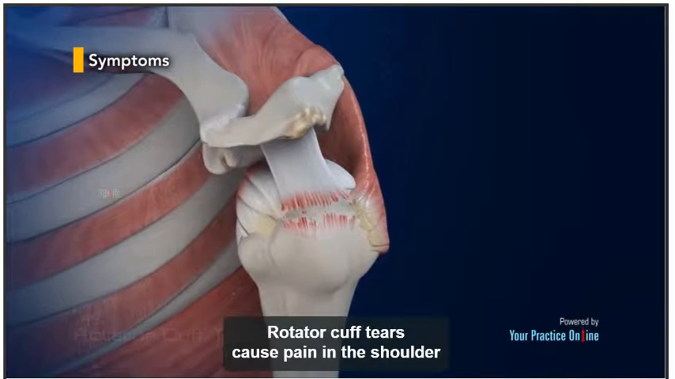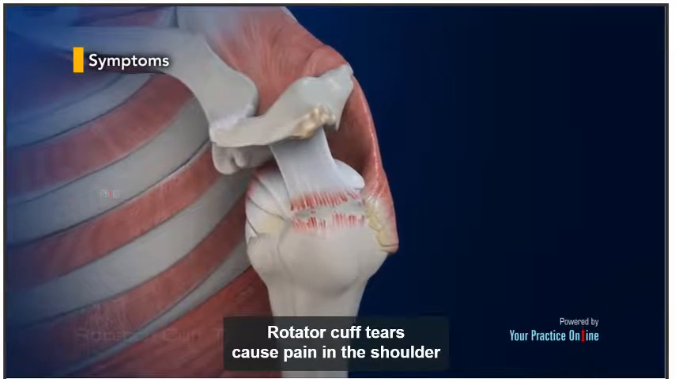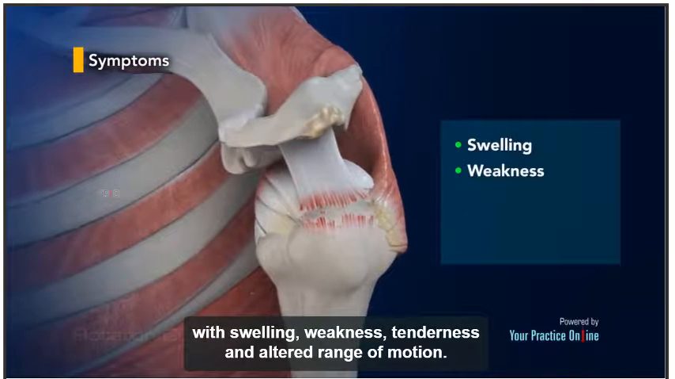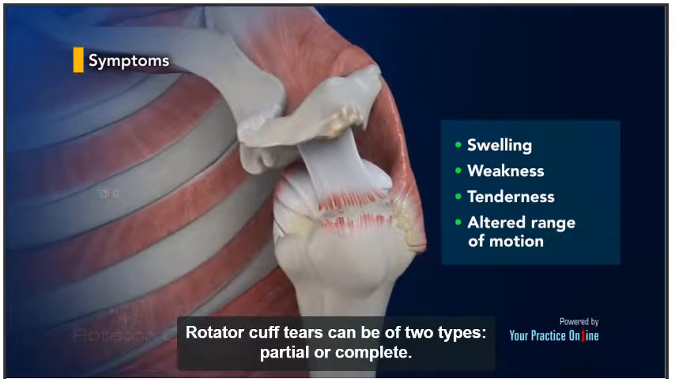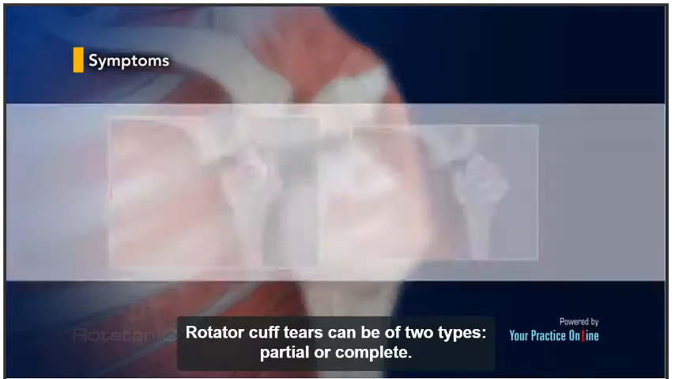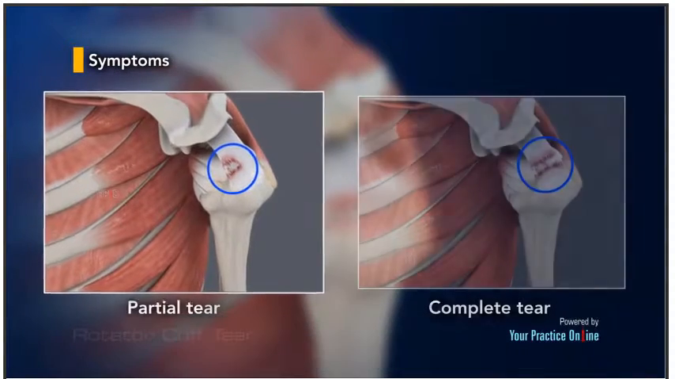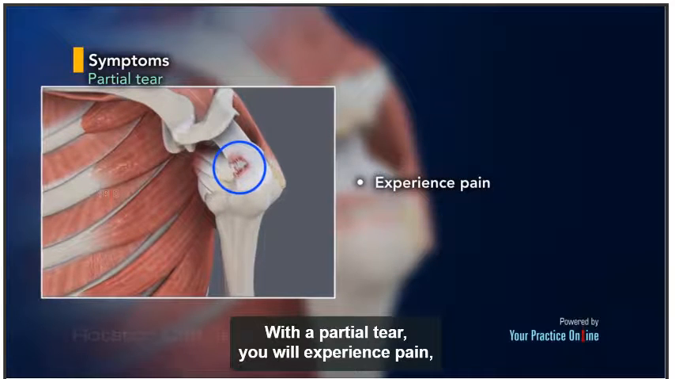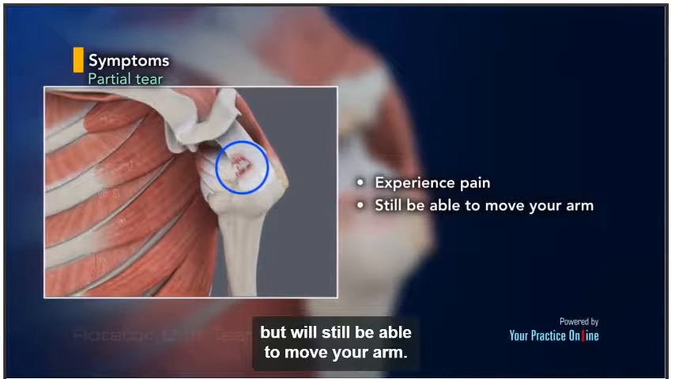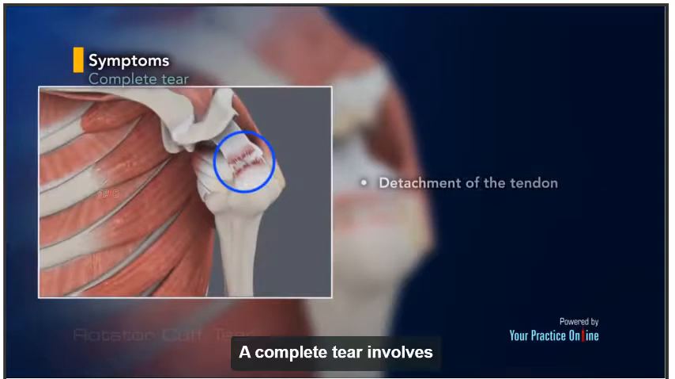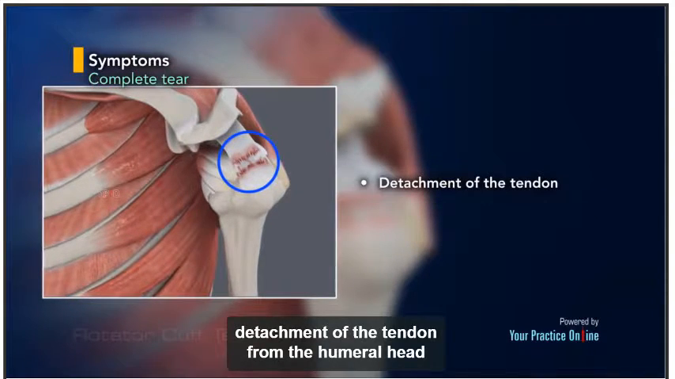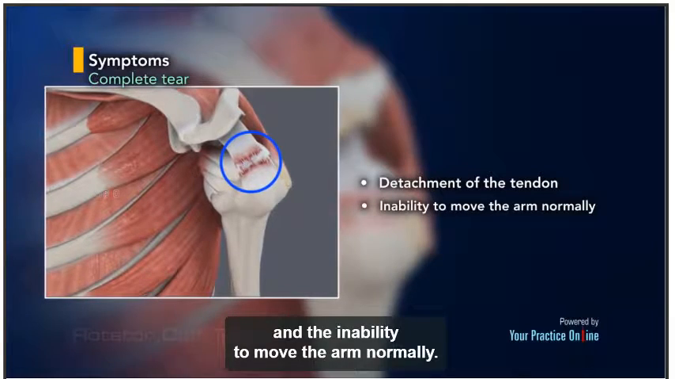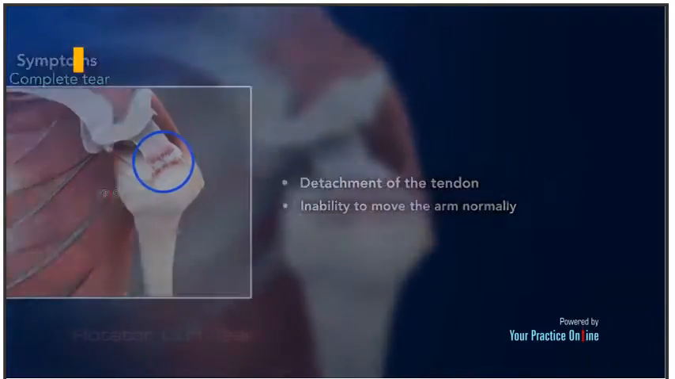Symptoms: rotator cuff tears cause pain in the shoulder with swelling, weakness, tenderness, and altered range of motion. Rotator cuff tears can be of 2 types, partial or complete. With a partial tear, you will experience pain, but will still be able to move your arm. A complete tear involves detachment of the tendon from the humeral head and the inability to move the arm normally.